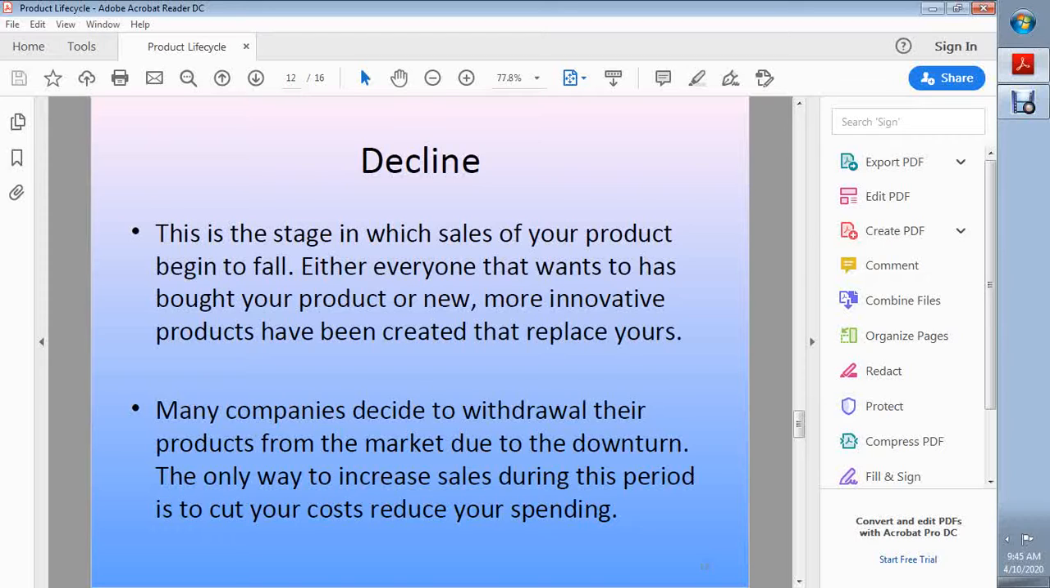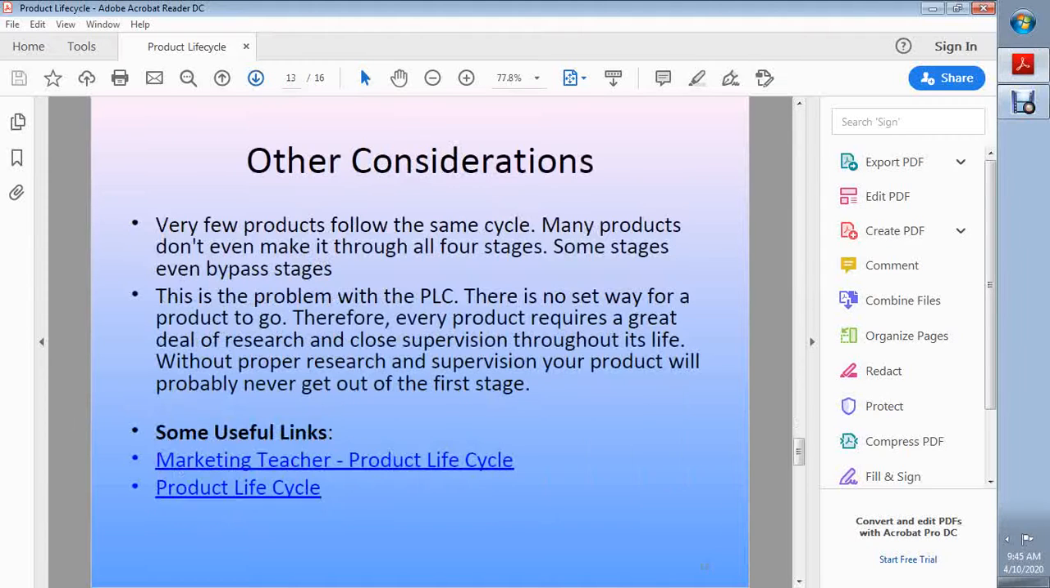The only way to increase sales during this period is to cut your costs and reduce your spending. Other consideration: very few products follow the same cycle. Many products don't even make it through all four stages. Some even bypass stages.